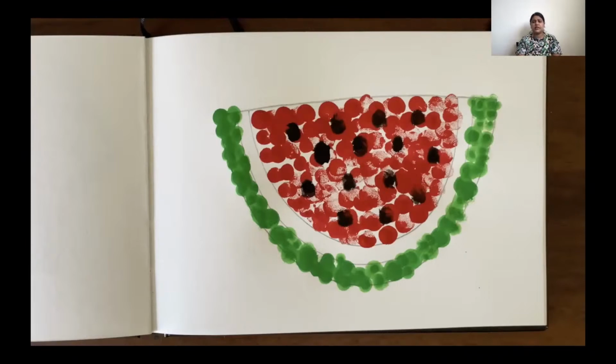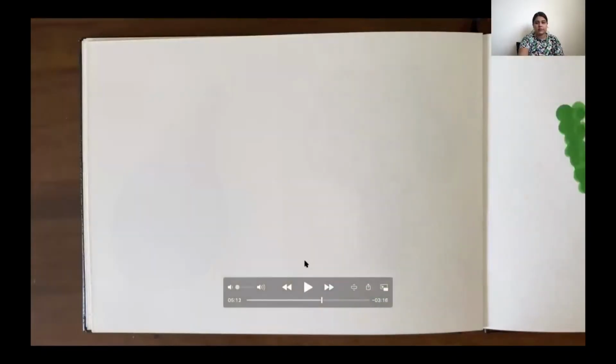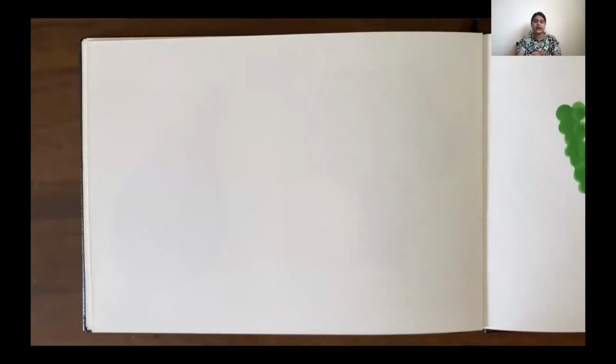Good. I think everybody's done a wonderful job. So let's move on to the next fruit. Like I mentioned, we're going to be doing grapes. So the first thing that you need is a fresh sheet of paper. So here you can see I have grabbed a fresh sheet of paper. I've just taken the other side of the page of the book where I've done my watermelon, and that's where I'm going to be doing my grapes.